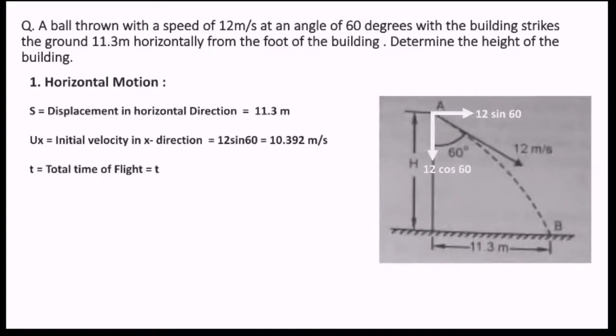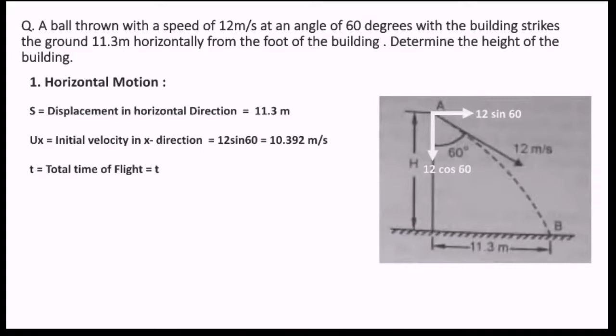For horizontal motion again we need three parameters. First one is S, displacement in horizontal direction. From the figure you can see from point A to point B the horizontal distance is 11.3 meters. So S will become 11.3. Ux, that is initial velocity in x direction, means the velocity at the initial point in x direction. Again from the diagram we can see that it is 12 sin 60, on solving which I will get 10.392 meter per second, and T will be the total time of flight.